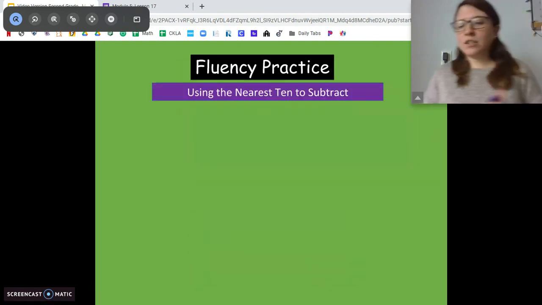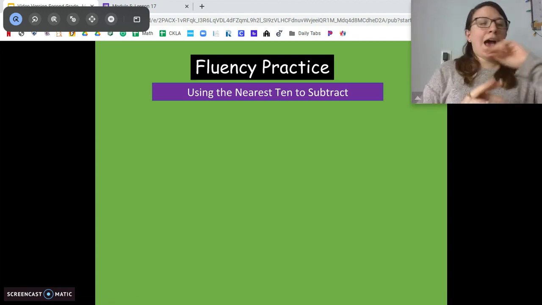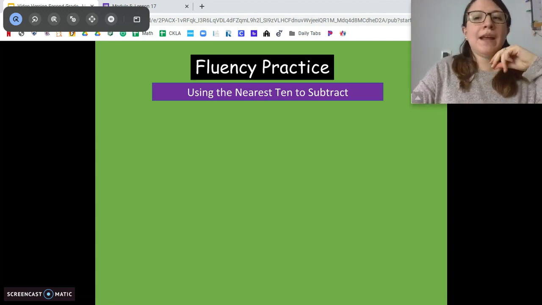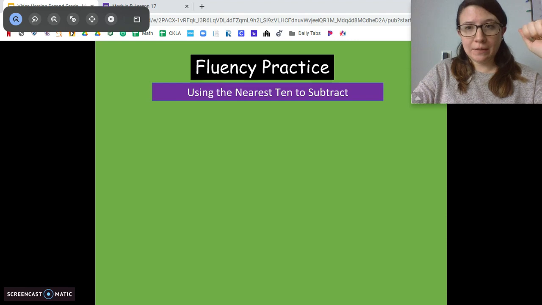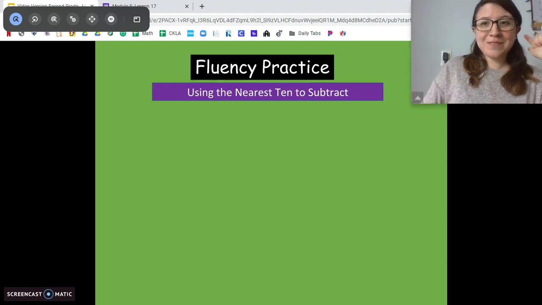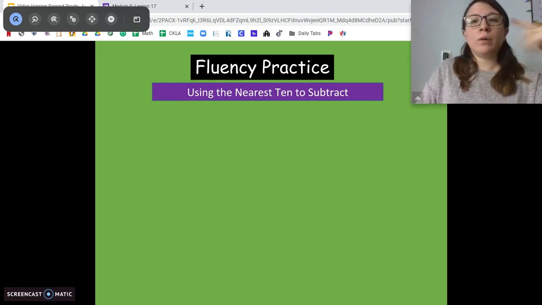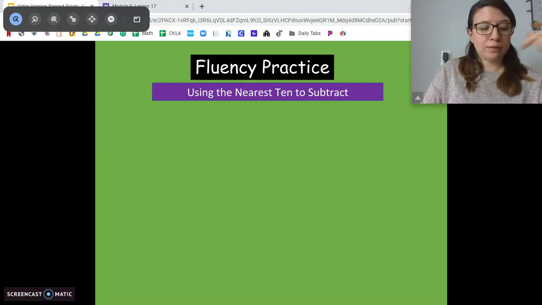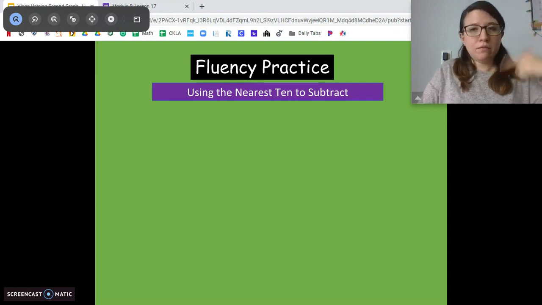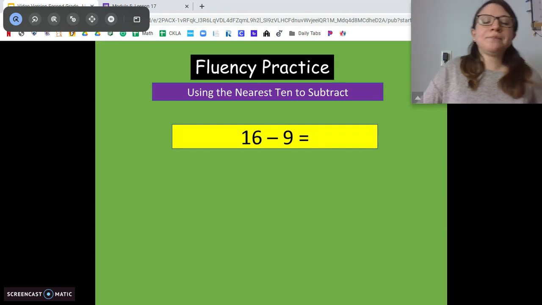All right, let's do some fluency practice. With this, I'm going to show you the problem, and I want you to, as quick as you can, tell me the answer. Ready? Here we go. It's all subtraction. What you're going to notice is there's going to be a pattern, so I'm going to start going a little bit faster so that we can kind of pick up our fluency.